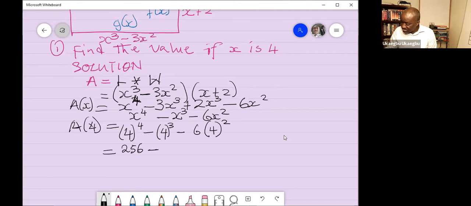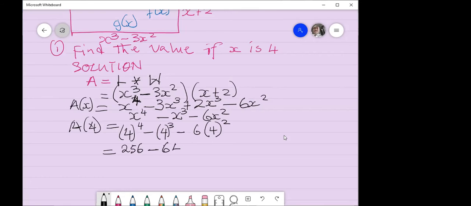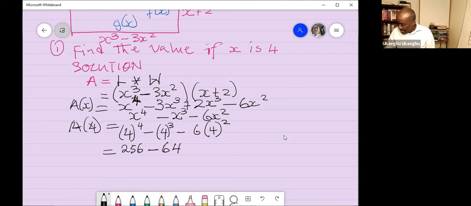What is 4 raised to power 3? 64. Okay, sir. And then what is 4 raised to power 2? It is 16. 16 times 6 is what? 6 times 6 is 36, carry 3.